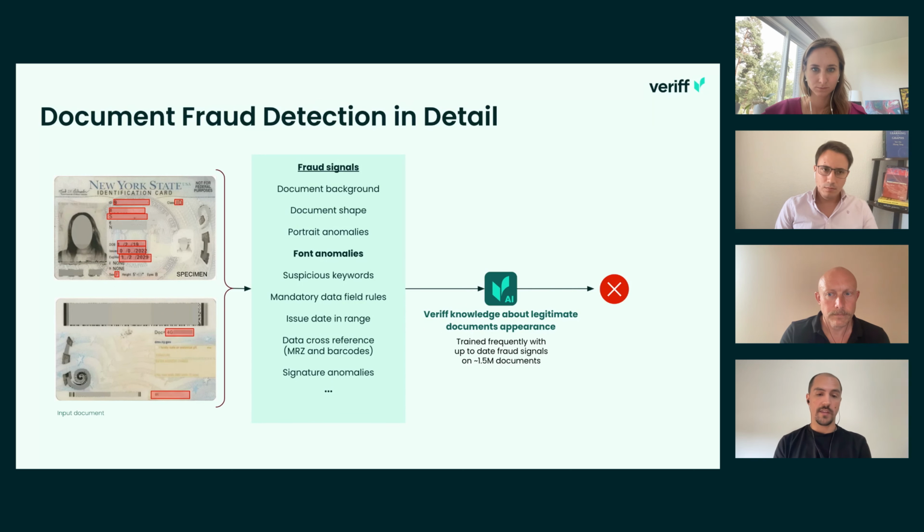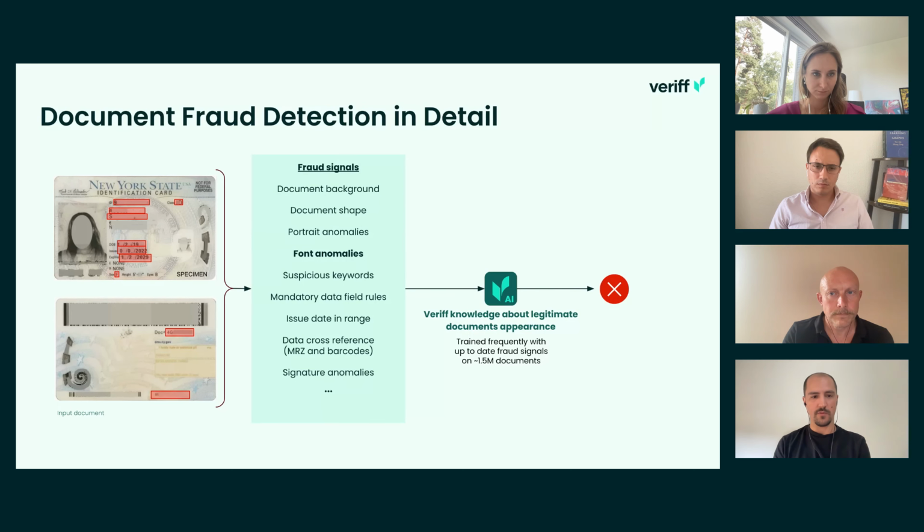Similarly, we look at the font anomalies. So we extract all the characters in the document and we analyze the fonts, and we look at whether there are anomalies in the shape, the type of font, the size, and the spacing. So those are some of the different signals, for example.